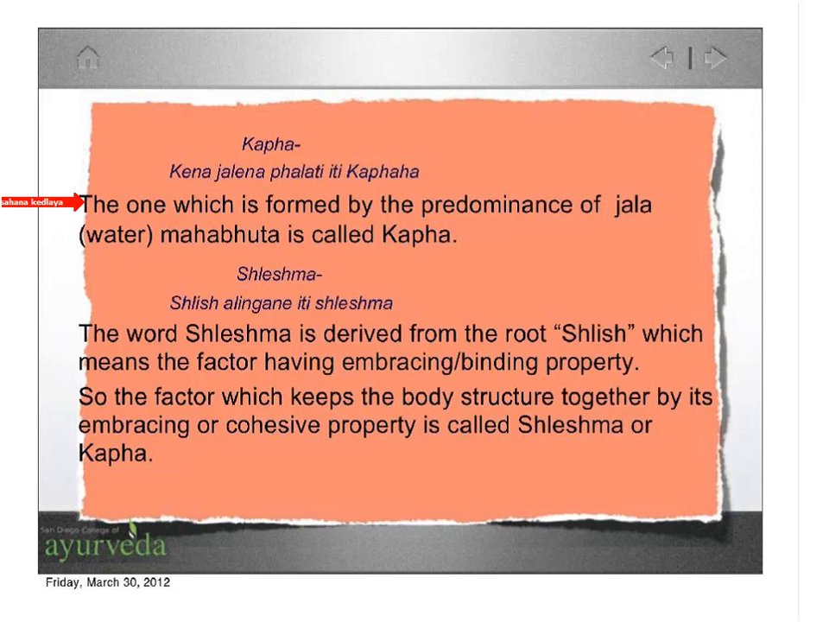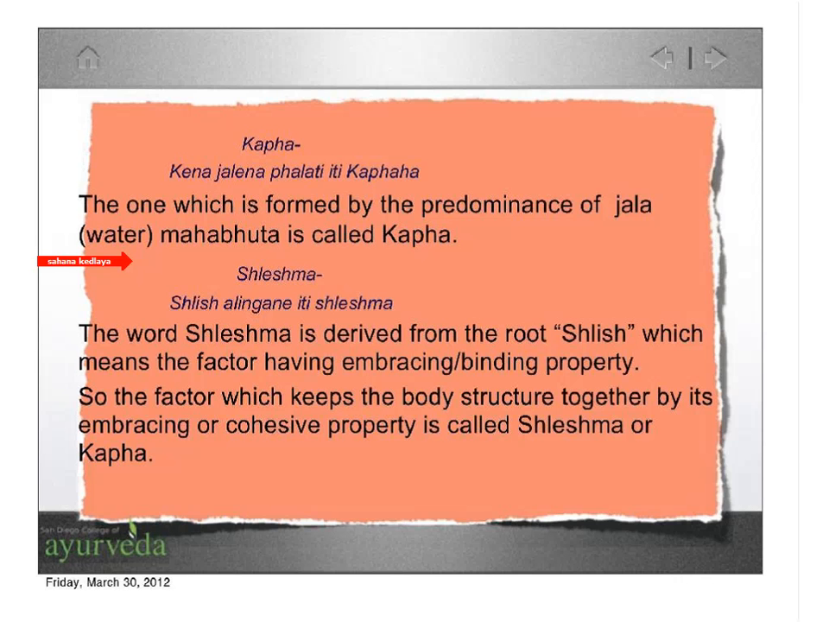Mahabhuta, is called Kapha. So by looking at this definition, it looks a little bit confusing, or a little bit partial, because by now we all know that the Kapha dosha is formed by the combination of the two Mahabhutas, the water element and the earth element. But in this particular definition, they are only talking about the water element, the Jala Mahabhuta, and they say that the one which is formed by the predominance of water element is called Kapha. So why are they leaving the earth element out? What is the reason for that?